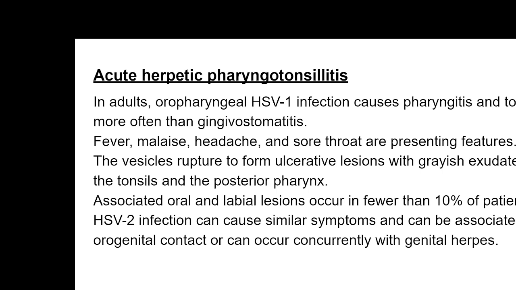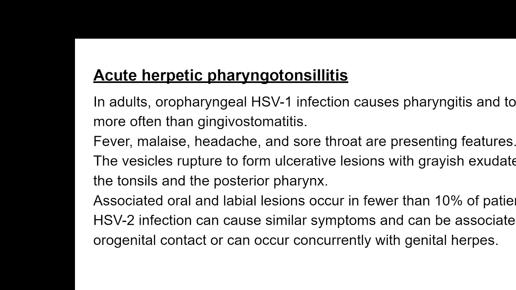Then another of the presentation which also is common is a pharyngotonsillitis. Orofacial herpes simplex can present with the pharyngotonsillitis and usually occurs in adults. It presents in the pharyngitis and tonsillitis more than gingivitis. In adults, it's more common as such. Again, the clinical presentation will be fever, malaise, headache, and sore throat, with the vesicles which are ruptured to form ulcerated lesions or greyish exudates on the tonsils and the posterior pharynx. And there also may be oral or labial, the lip lesions in about 10% of the patients.